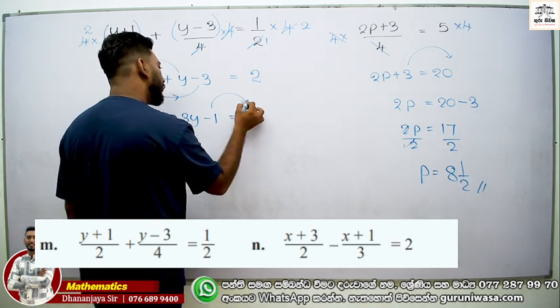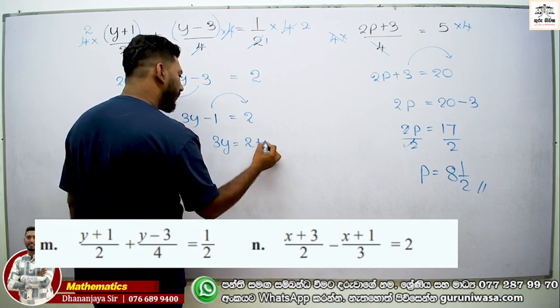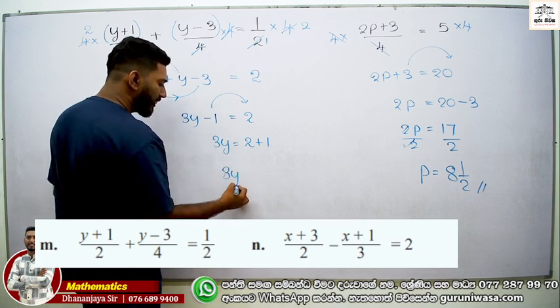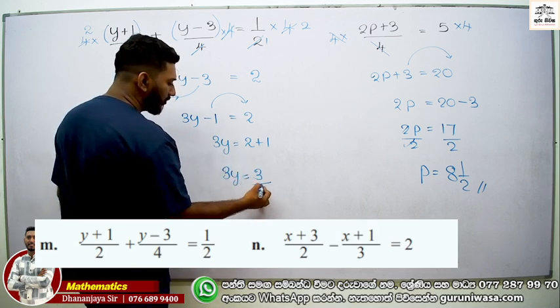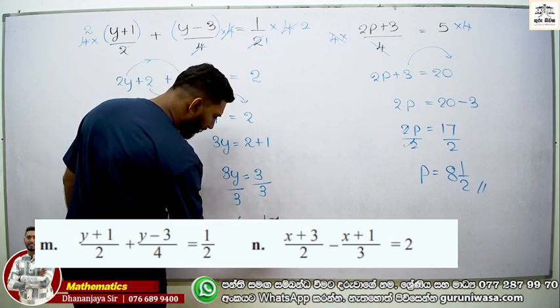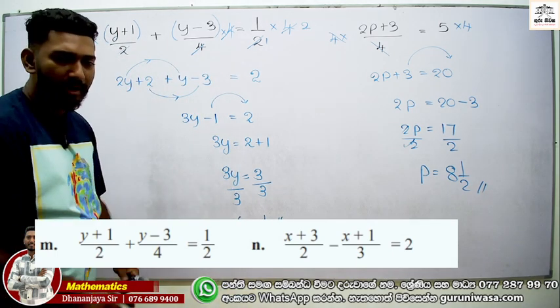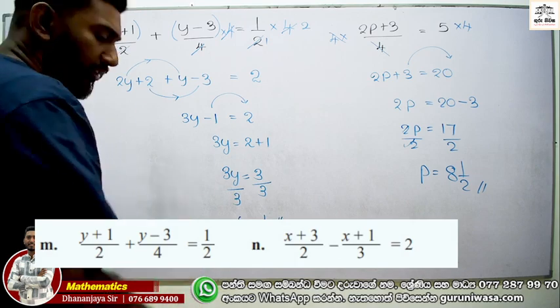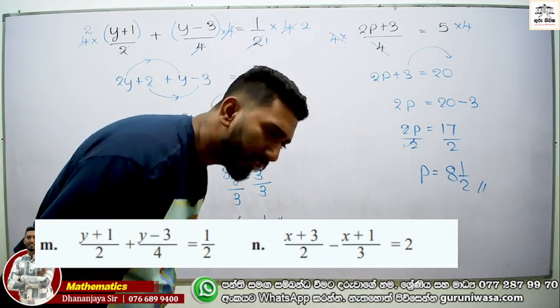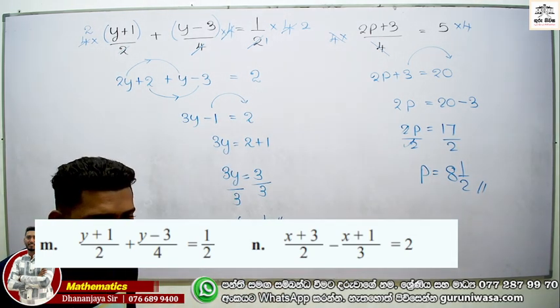Now minus 1 goes to the other side. 3y equals 2 plus 1. 3y equals 3. Both sides are divided by 3. Finally, y equals 1. Right. Now, note down this one and find the answer for the next one. Let's work out the next one by ourselves.